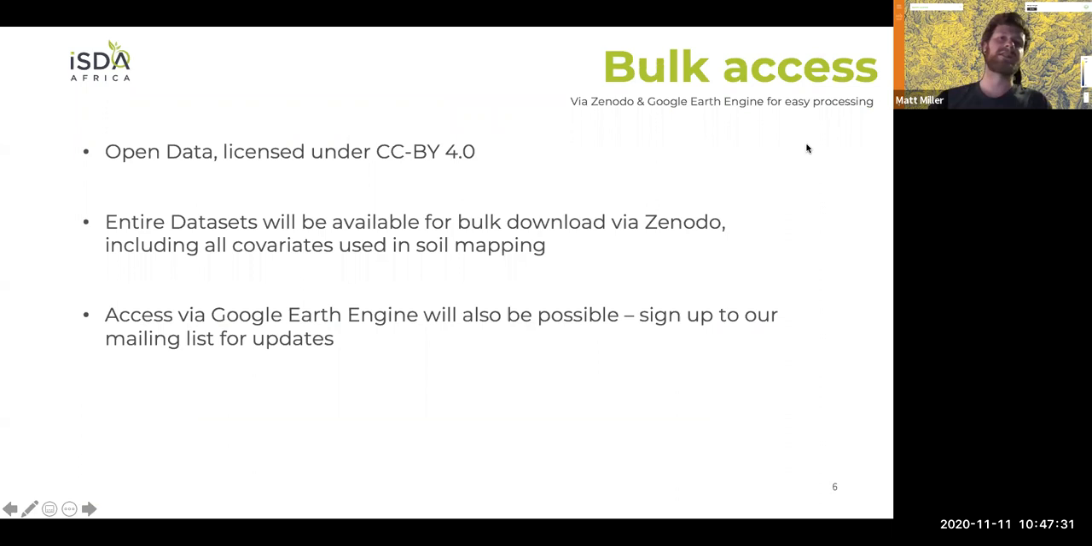We're also making all this data available via bulk download. Just to mention, it's all CC by 4.0, so it's completely open data. It's available via Zenodo, where you can download the entire GeoTIFFs, around 10 gigabytes per file. And we're also currently working with the Google Earth Engine team. That's not yet available, but if you sign up to our mailing list, we'll let you know when it is.